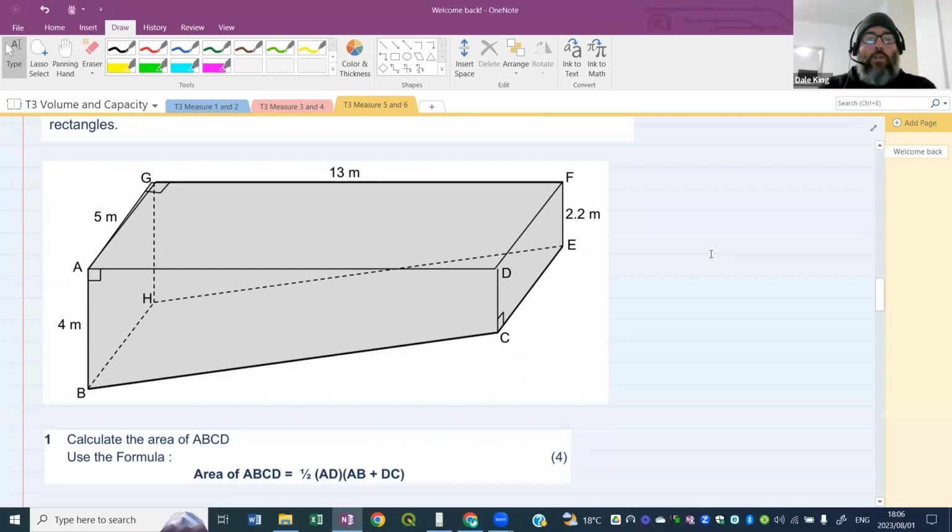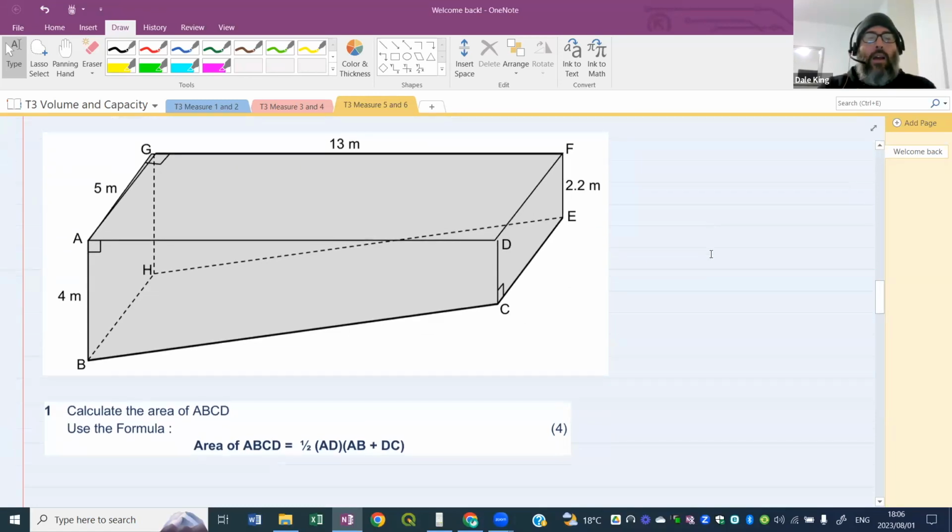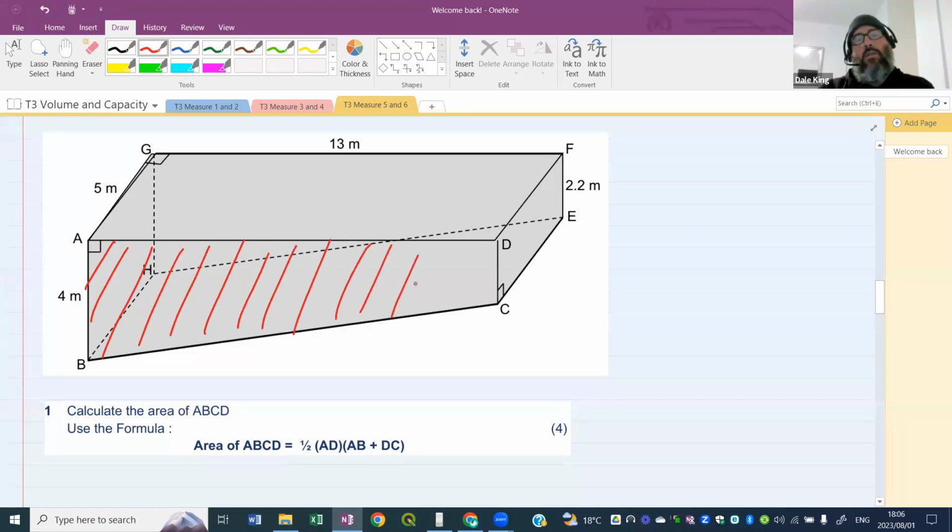All right, here comes the first question. Calculate the area of ABCD. So when they say ABCD, that is a quadrilateral. And I'll highlight it for you. So A, B, C, D. So it's this front face here.